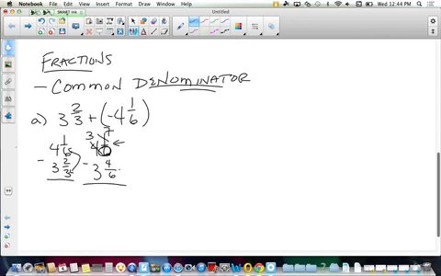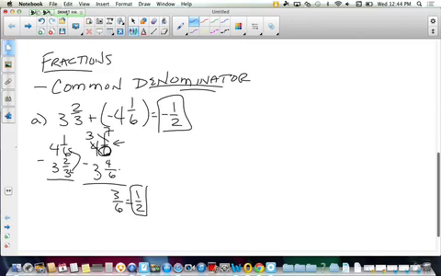7 minus 4 is 3, so we get 3/6. 3 minus 3 is 0, so I don't put any big number in front. 3/6 can be reduced to 1/2. So my answer is 1/2. Which number is bigger? The negative 4 1/6 is bigger, so that means this is going to be equal to negative 1/2. That'd be my final answer. Okay?